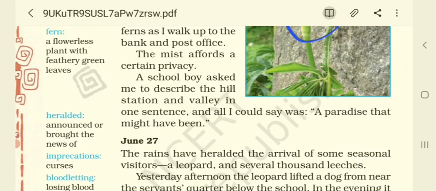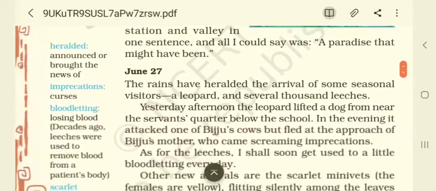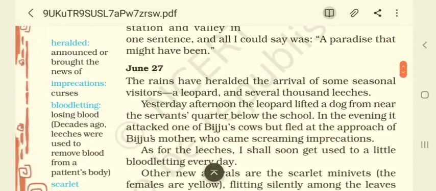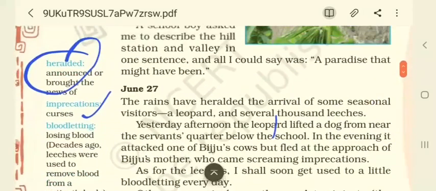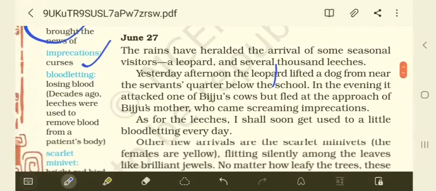So there will be a new word class on June 27. We may learn some of this. See, heralded. If you herald something, you announce it. Okay, imprecation means curses. Bloodletting means losing blood. Decades ago, leeches were used to remove blood from a patient's body. Okay, so let's continue.